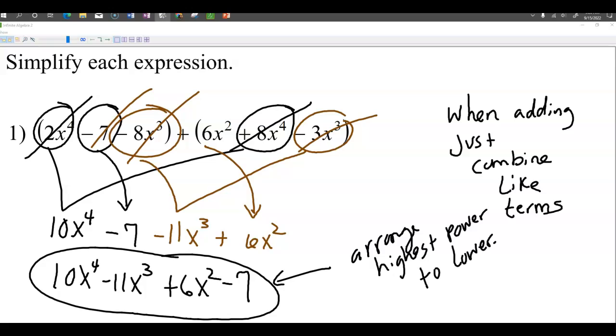Why'd you put 10x before 11? Because we look at the powers. I think you're looking at the coefficients. So the 10 is a coefficient and the 11 is a coefficient, but we look at the powers. The power is 4 and 3, so 4 is bigger than 3, so that comes first. Does that make sense? Yeah. So we look at the powers.